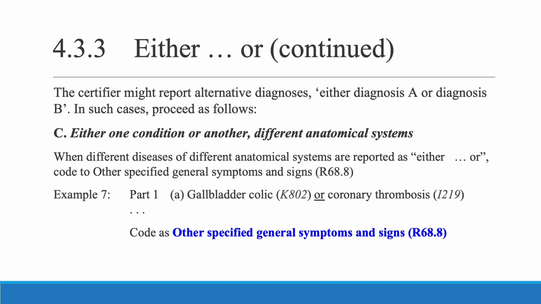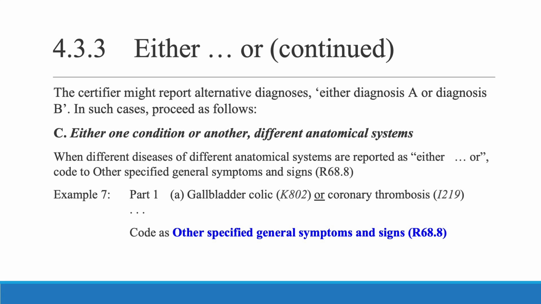Example 7, Part 1, Line A, gallbladder colic or coronary thrombosis. Even before applying a provisional code to the two possible causes of death, you're suspicious that they're not similar. Indeed, gallbladder colic would be assigned a code of K80.2, coronary thrombosis a code of I21.9. These are not in the same three-character category. They're not in the same block of codes. They're not even in the same chapter of codes. And they are also not in the same anatomical site or system. They are two very different causes of death.